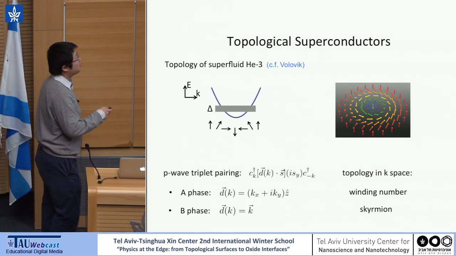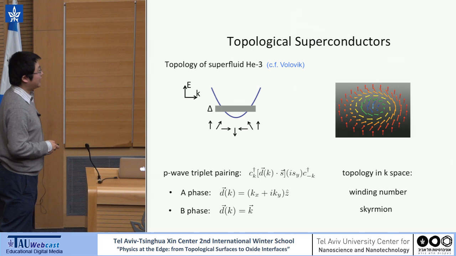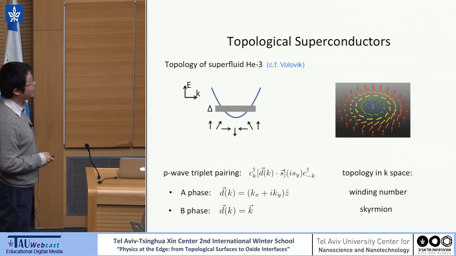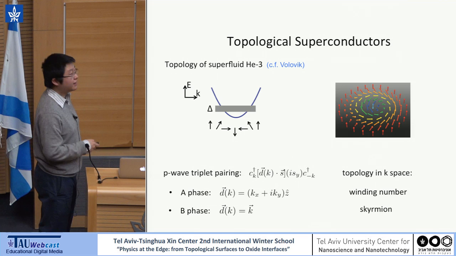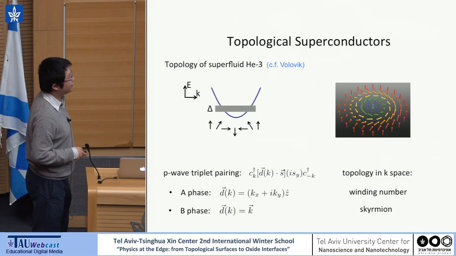It was recognized quite early on by Volovik and other people that there is a topological aspect to this p-wave superfluid that's very different from an s-wave superfluid or superconductor. This is the p-wave order parameter. It's a spin triplet, and the so-called d-vector tells the direction of the spin of the Cooper pair. The d-vector is an odd function of k, and in the case of the p-wave, it's proportional to k. So the topology of superfluid helium-3 is encoded in the d-vector in momentum space.